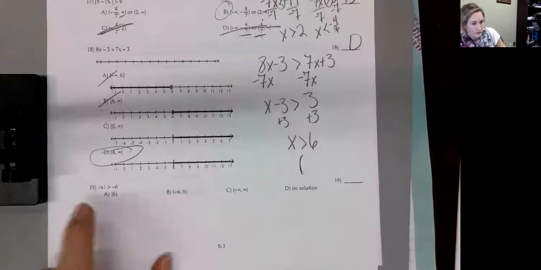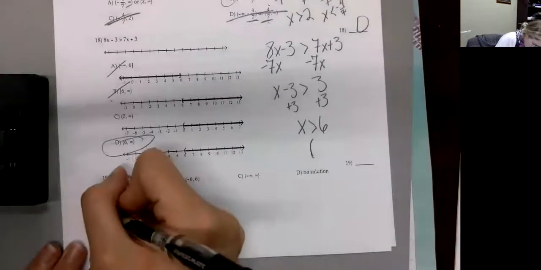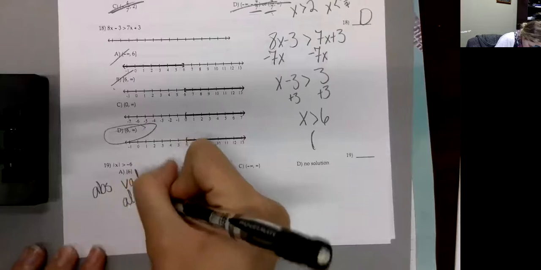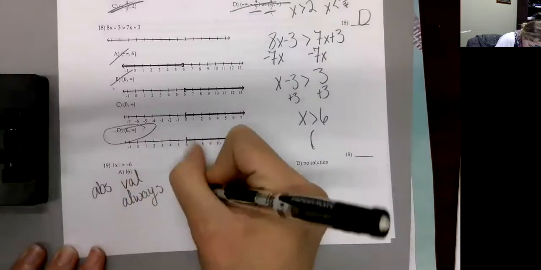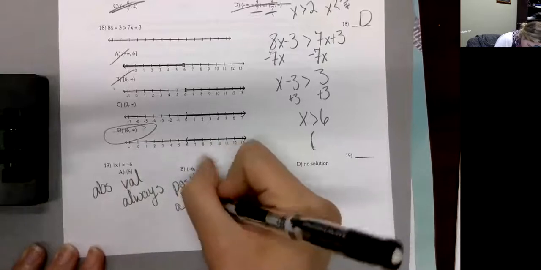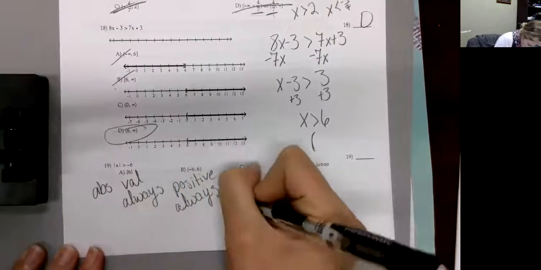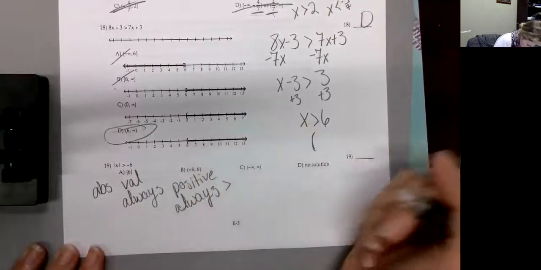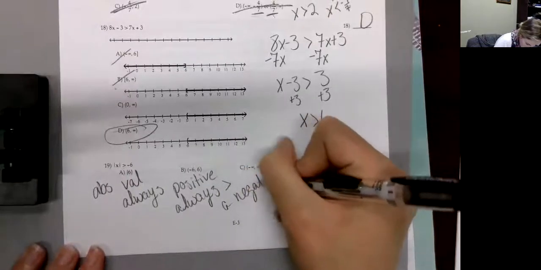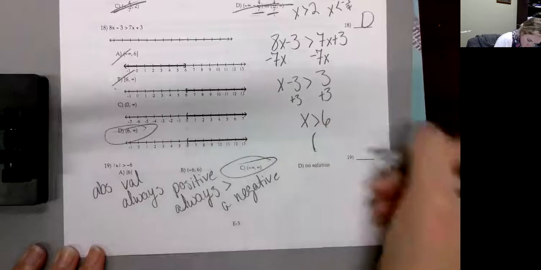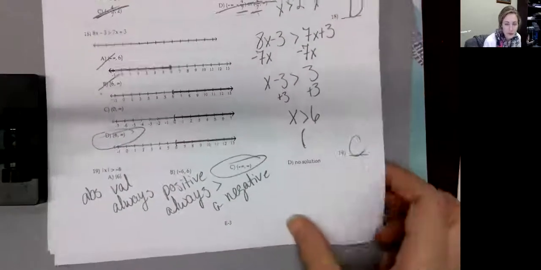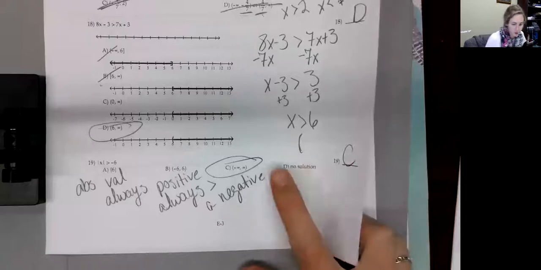Absolute values are always positive, which means they're always greater than a negative, which means it's all real numbers. If you have an absolute value with a negative, it's either going to be no solution or all real numbers.